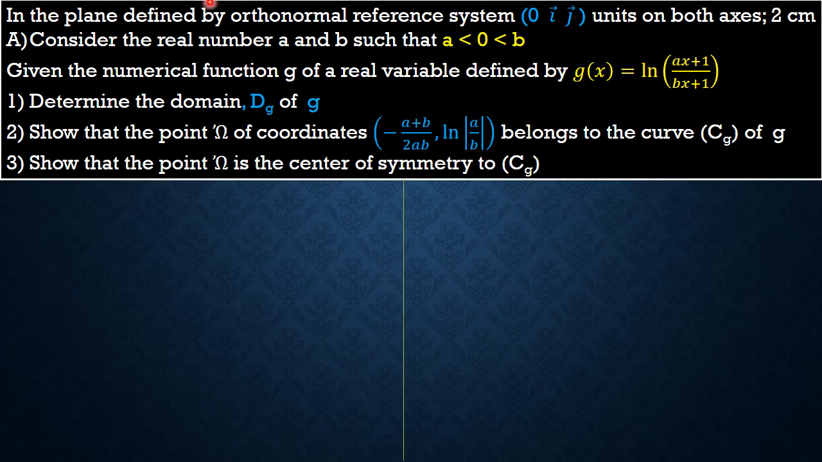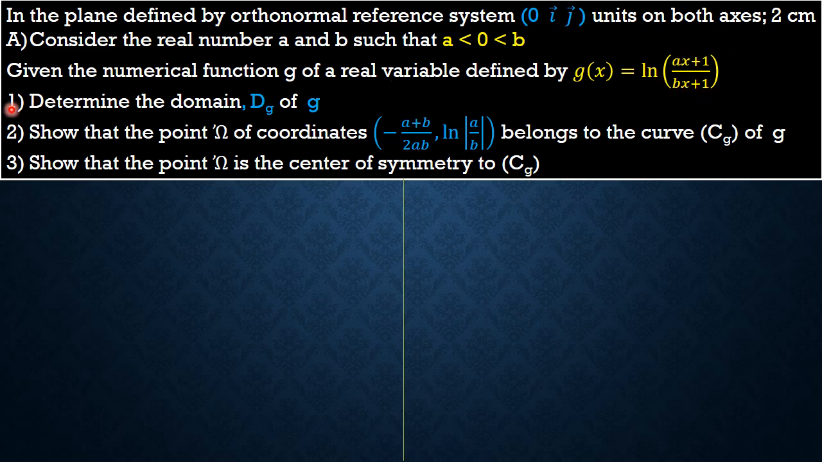So friends, the question reads that in a plane defined by the orthonormal reference system, that's the O, I, J, unit on both axes 2 centimeters. Now the A part is saying that we should consider real numbers a and b such that a is less than 0, less than b. Now they said given the numerical function g of real variable defined by g of x equals the natural log of (ax plus 1) over (bx plus 1).